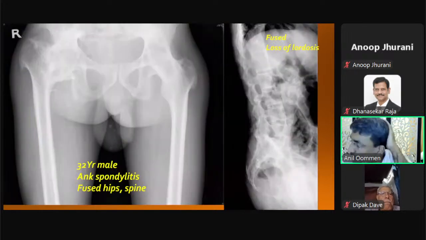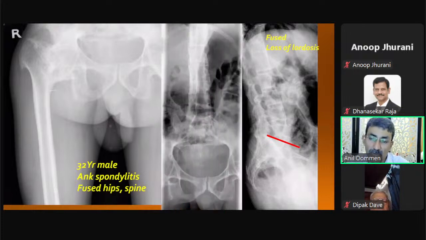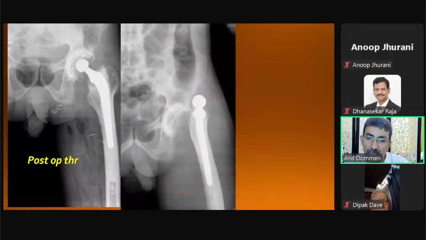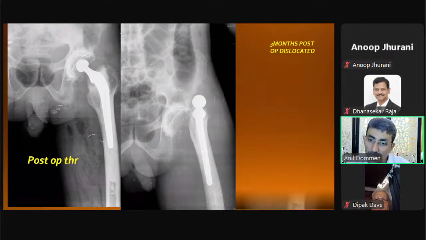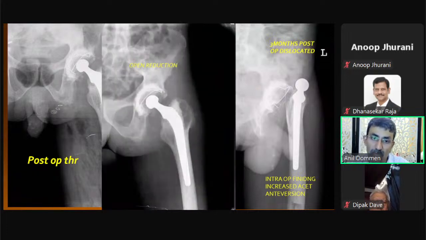Now, just to show common examples that we have and how we also came to understand and look at these situations a little better. This is a 32-year-old male, several years back, with ankylosing spondylitis, fused hips and fused spine. If you look at it, he's got a loss of lumbar lordosis. We went ahead and did what we call a cemented hip arthroplasty. 3 months later, he dislocated. It was not because he had a significant trauma. One not so significant trauma, he dislocated. He was not amenable to a closed reduction. We had to go in and do an open reduction.